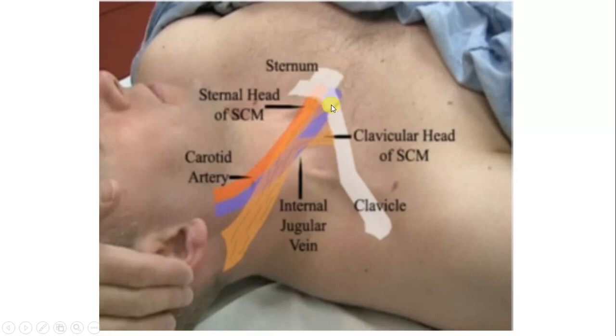And this is above the clavicle. You can see above the medial end of the clavicle. First you feel the carotid artery pulse, and lateral to the carotid artery pulse you put a needle through. Most doctors put the needle through the clavicular belly of the sternocleidomastoid to approach the internal jugular vein. In this way the central line is passed into the internal jugular vein.